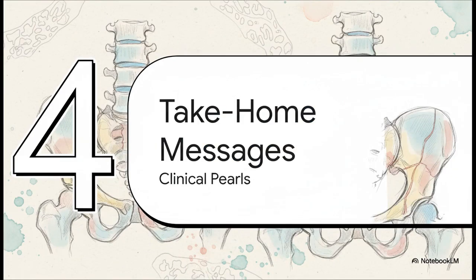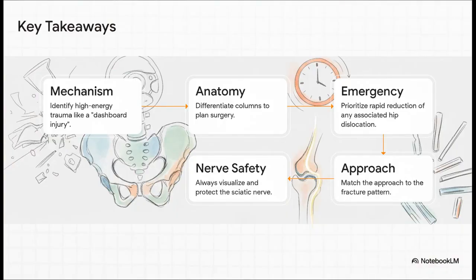Okay, let's pull all this together. What are the big things you need to walk away with? The clinical pearls you can actually use when you see one of these complex injuries roll into the ER. So here they are, the top 5 things to burn into your brain. 1, have a high index of suspicion with any high-energy mechanism, especially that dashboard injury. 2, know that two-column anatomy inside and out. It dictates your entire plan. 3, a hip dislocation is an emergency. Reduce it now. 4, let the fracture tell you the approach. Stoppa for the front, KL for the back. And number 5, and I'll say it again, the sciatic nerve is your responsibility. Protect it at all costs.